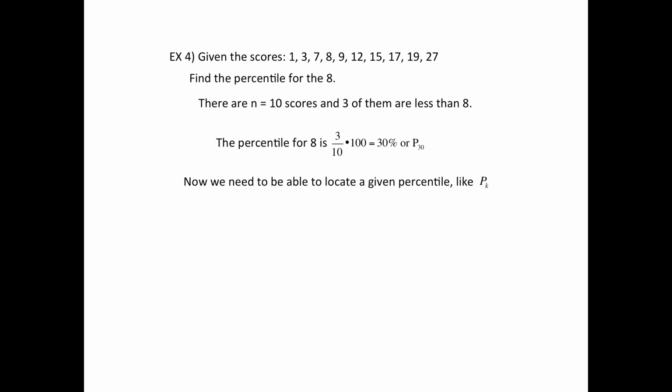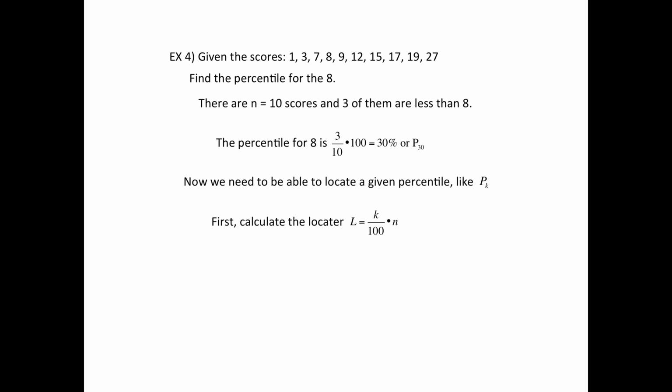Now, we need to go the other way around. What if you were given the percentile, like Pk or percentile 30, this last one, what if you were given that information? So basically you then have to undo this work. Instead of multiplying by 100 and dividing by n, you do the opposite. So that we call the locator. So if this is going to be the percent, then you want to change that back into a decimal, k over 100, and then multiply by however many numbers there are.